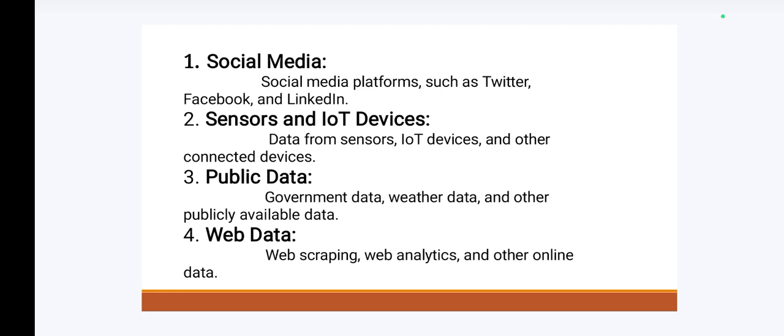Third one is public data: government data, weather data and other publicly available data. So public data, every person has a large amount of data. So our big data sources have a very vast amount of data. Fourth, web data: web scraping, web analytics and other online data.